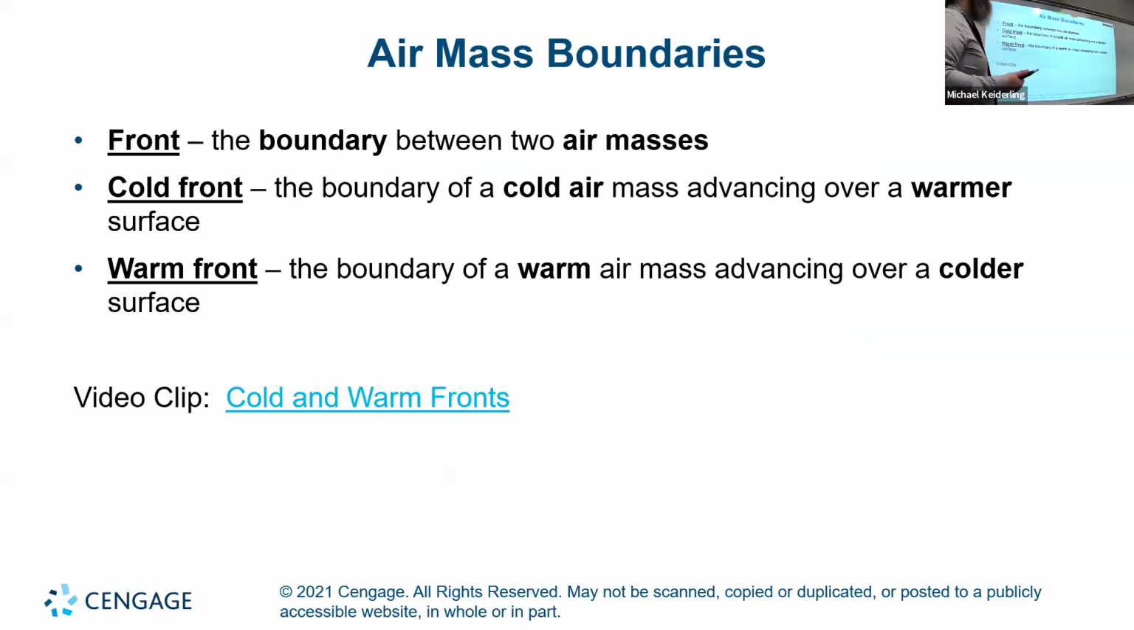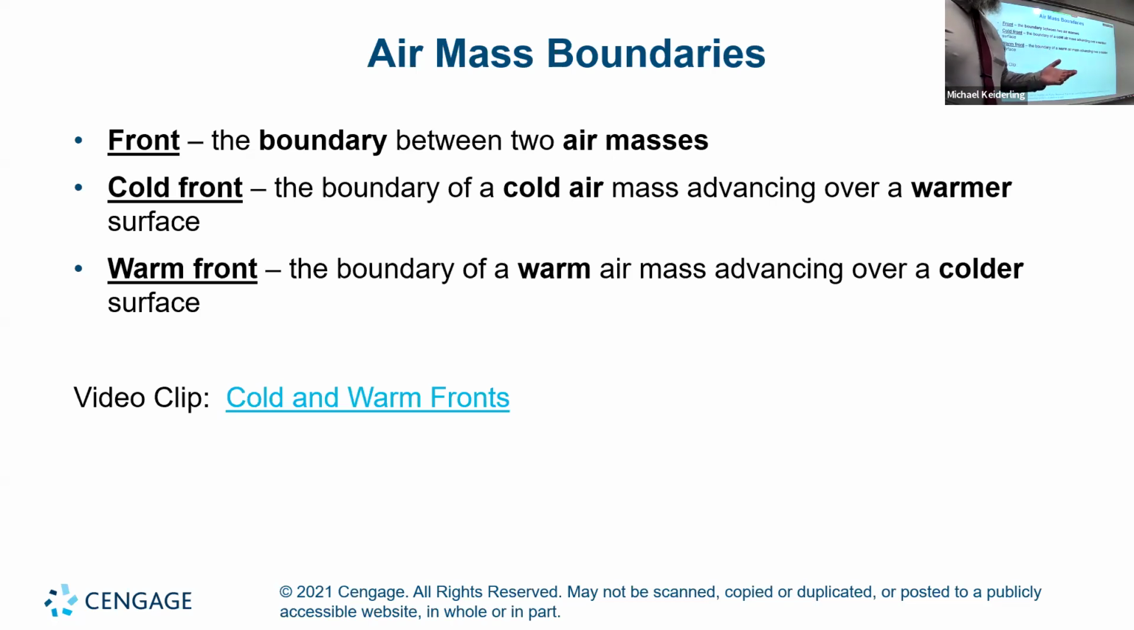So the boundary between two air masses is called a front. This is describing it as, the analogy is a battle. They're using military terms. A cold front is the boundary of a cold air mass advancing over a warmer surface. So when the cold air is moving over warmer air, that's a cold front. And the opposite is a warm front, when warm air is advancing over a colder surface.